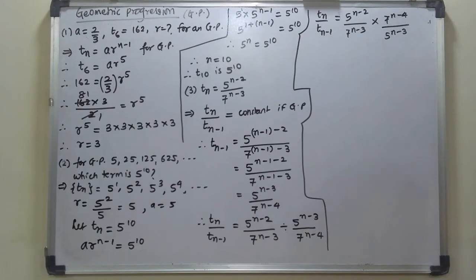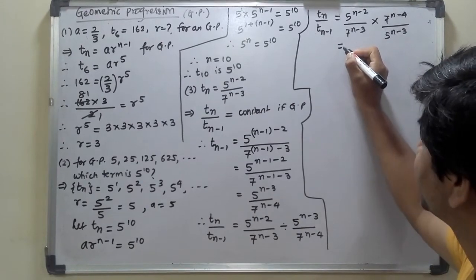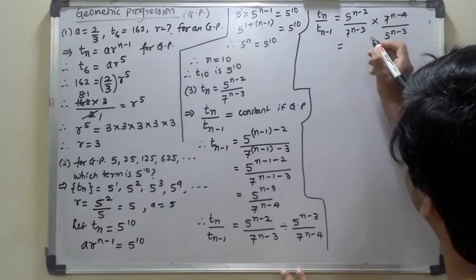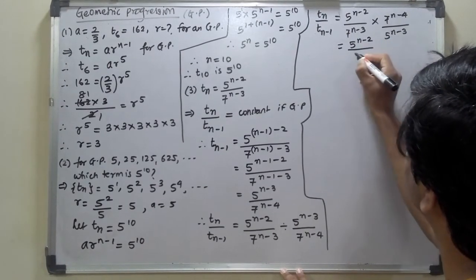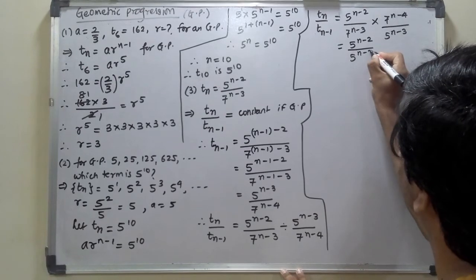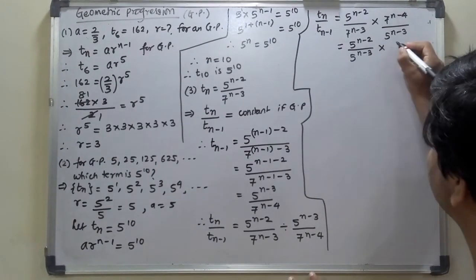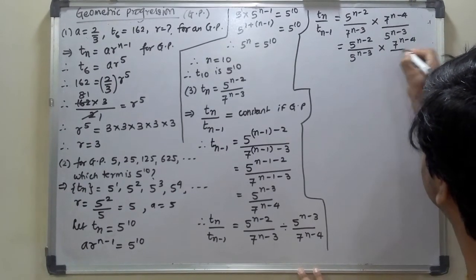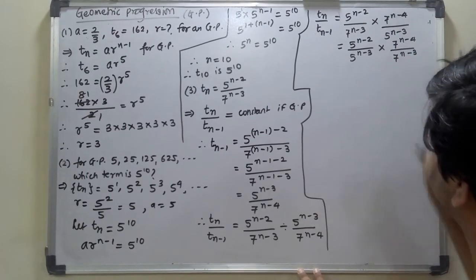Agreed? Now, see what I am doing here. For simplification, I am going to take together 5 raised to n minus 2 upon 5 raised to n minus 3. Multiplication is there, so it does not matter. And this is 7 raised to n minus 4 upon 7 raised to n minus 3.